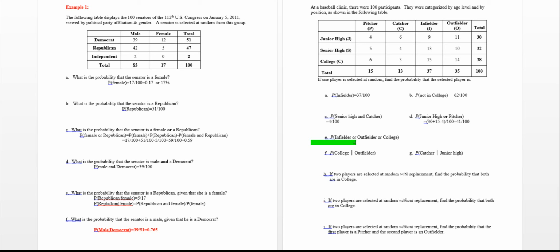So, this is another OR situation, so I'm going to count the outfielders, or students that are in college, and then subtract the intersection. So 35 plus 38 minus the ones they have in common, which is 14. Take that and divide it by 100. So that would be 81 out of 100.